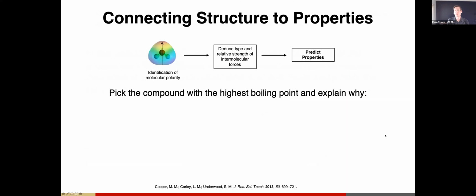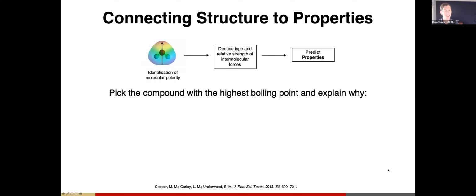And this is a 2013 paper by Melanie Cooper and colleagues, in which students were asked to think about which compound in a pair had the highest boiling point and why. So this is very much analogous in some ways to some of the questions Nicole had in her prior presentation, where students were asked to make a claim, in many cases they made the correct claim, and then they were asked to justify it, to further illumine how they were reasoning things through.